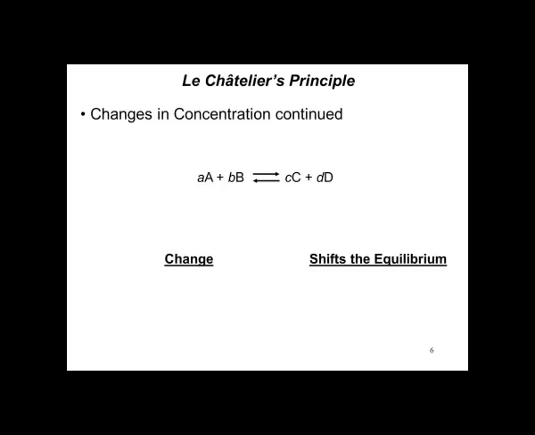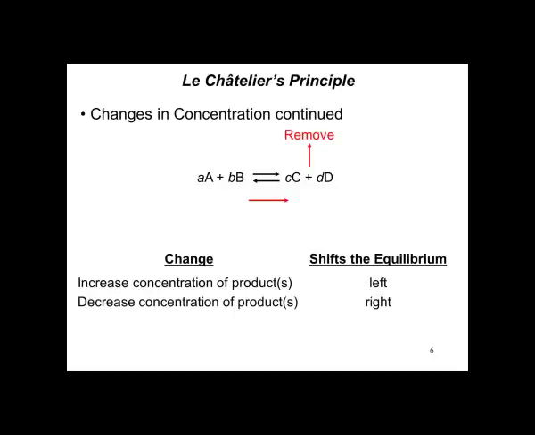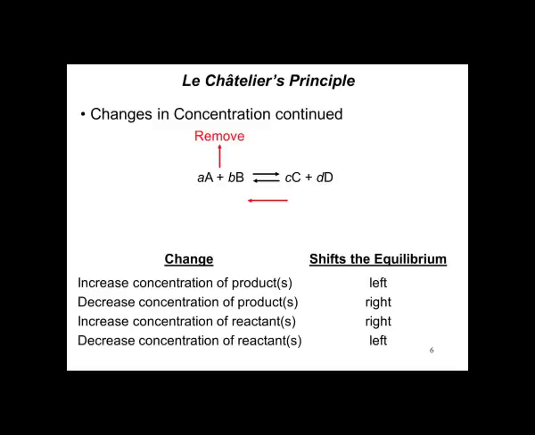Let's look at this some more. Using this hypothetical reaction, what happens if we increase the concentration of products? The equilibrium will shift to the left. If we decrease the concentration of the products, the equilibrium will be reattained by shifting to the right. If we increase the concentration of reactants, the shift in equilibrium is to the right. And if we decrease the concentration of the reactants, the shift in equilibrium is to the left.